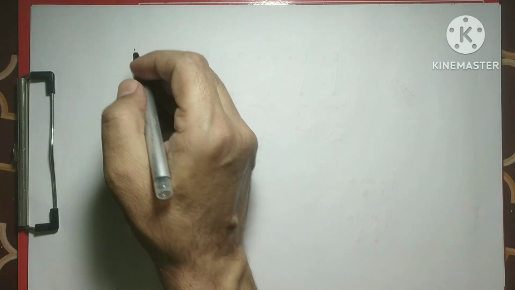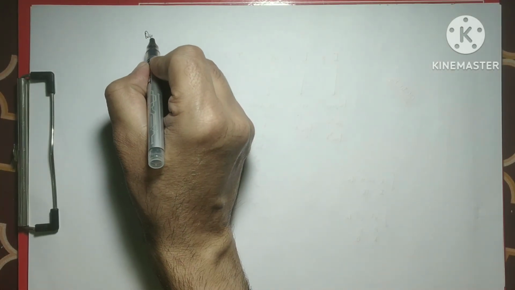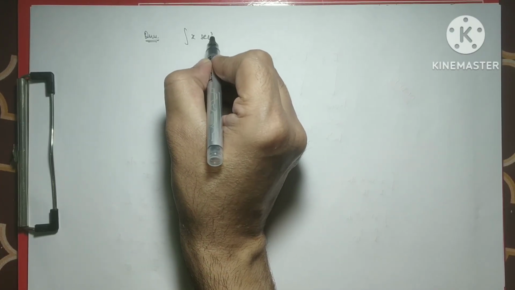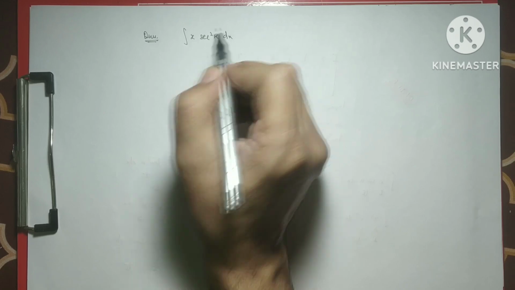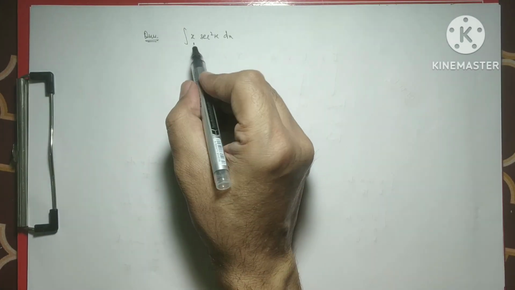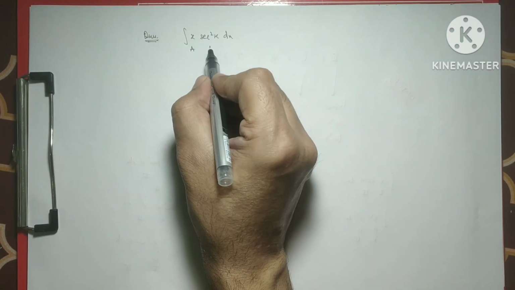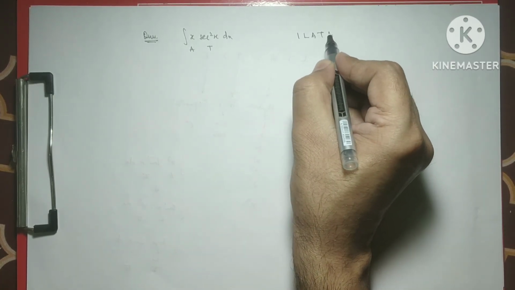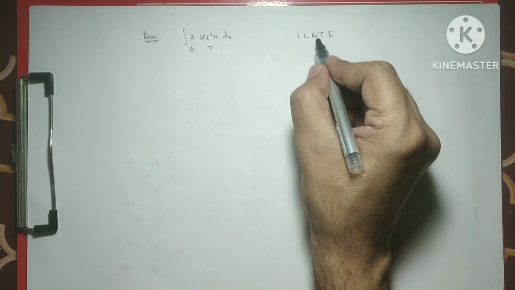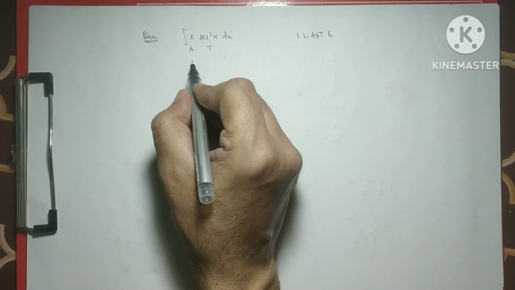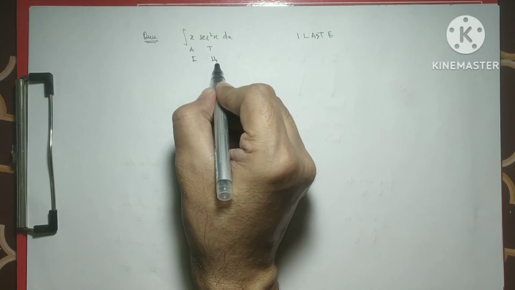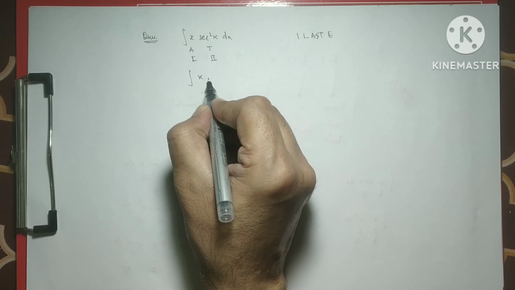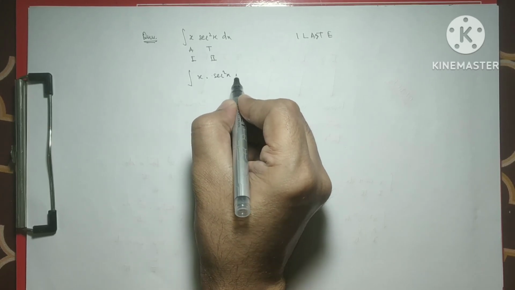Now we are taking the question like we have x and sec square x. Okay, fine. Now this is an algebraic function and this is a trigonometric function. According to ILATE, A has priority over T, so x will be the first function and sec square x will be the second function. So x into sec square x.